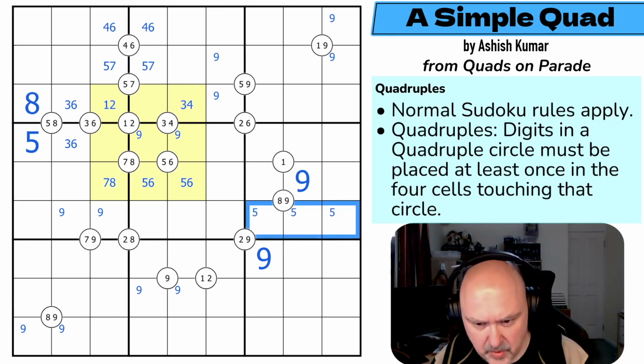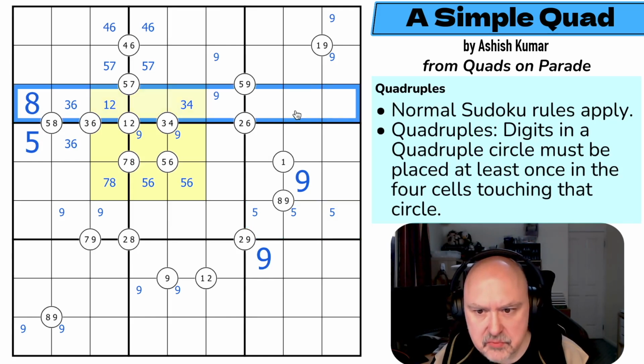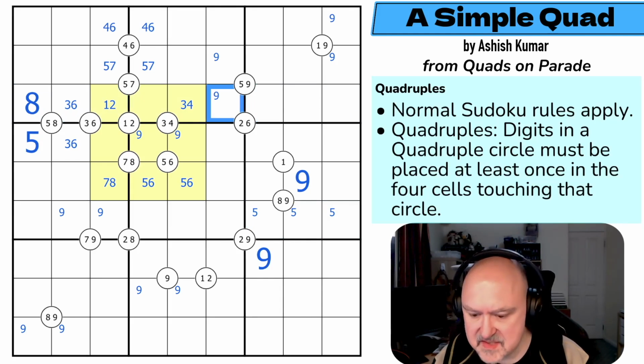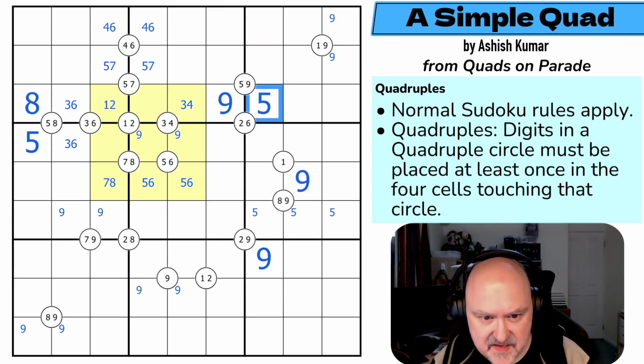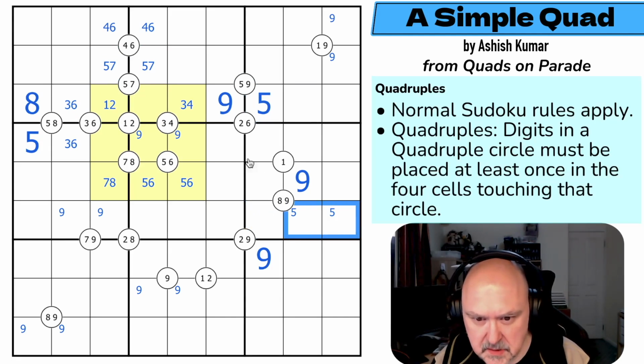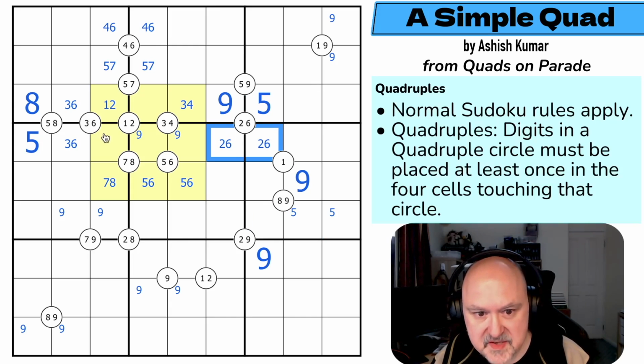5 is down here somewhere. Nine in this row. Can't be in any of those, can't be in any of those. That's the 9. 5 can't be in either of those because of the 5, 7. That's the 5, which means that's not the 5. 5 is over here. This is now a 2, 6 pair, which means the 2 is in one of these two.